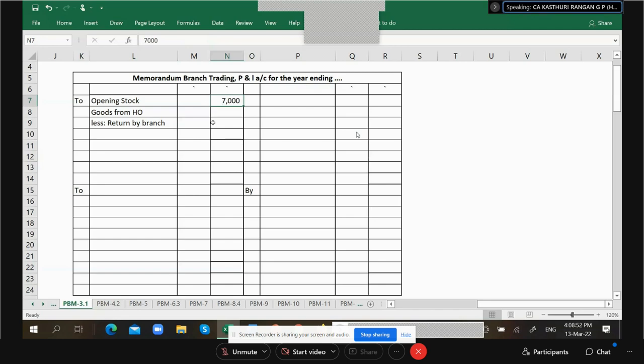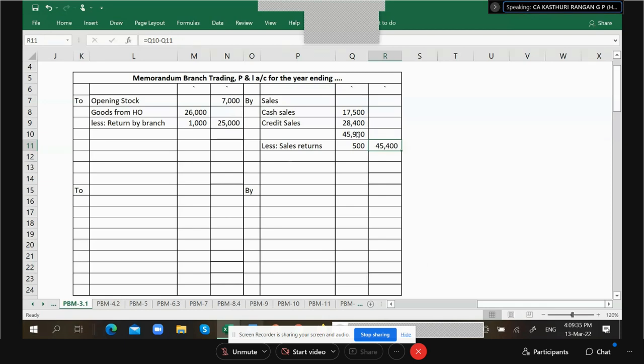So opening stock 7,000. Goods from HO 26,000, less return 1,000. So net goods is 25,000. On the other side, you have to put the sales. Sales, we should put both cash sales and the credit sales. So sales, what is cash sale? 17,500. Credit sale, 28,400. Total sales, 45,900 minus sales return.